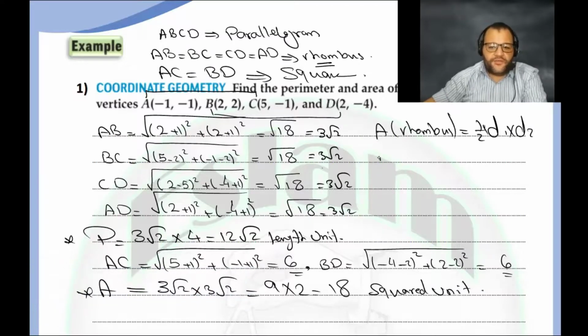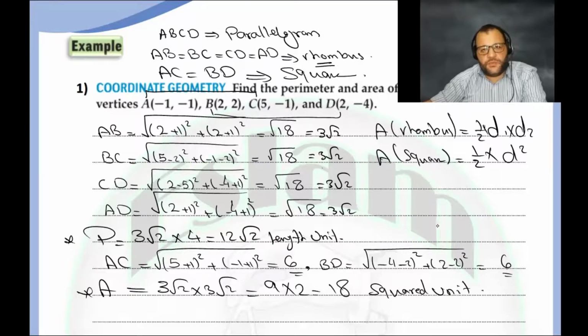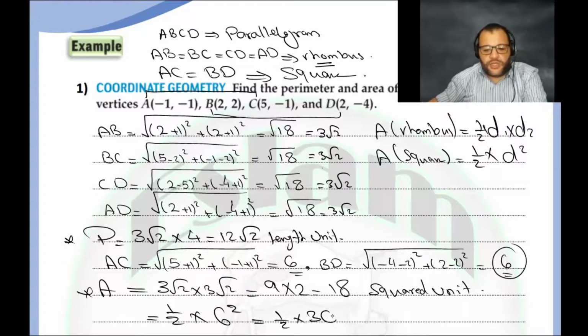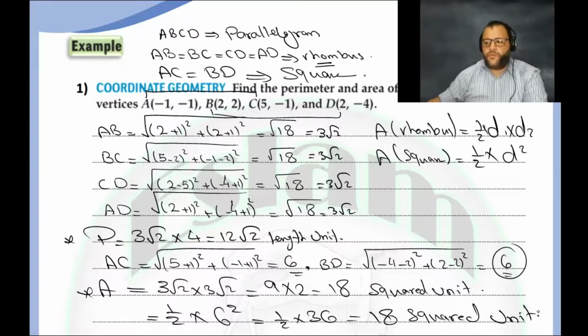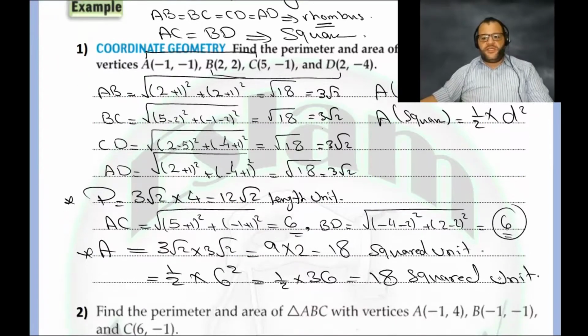Or the area of the square is half times d to the power 2. If you need to find it from the diagonal, it will be 1 over 2 times the diagonal squared. We find that the diagonal equals 6, so 6 to the power 2. So half times 36 equals 18 square units. You find it in two ways, the same value.